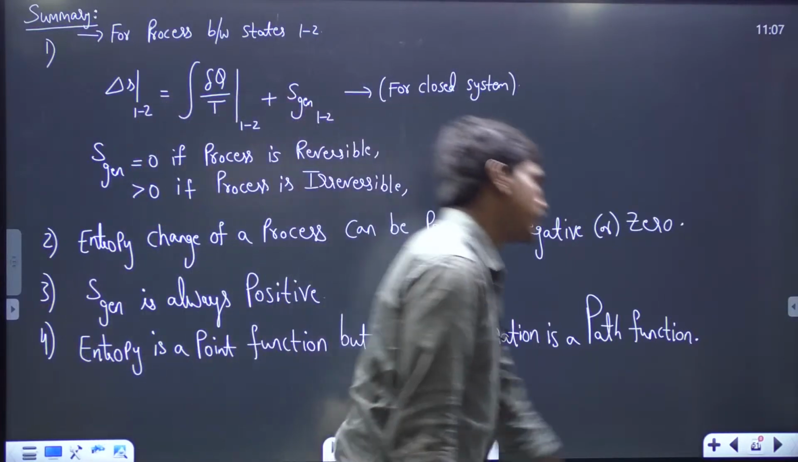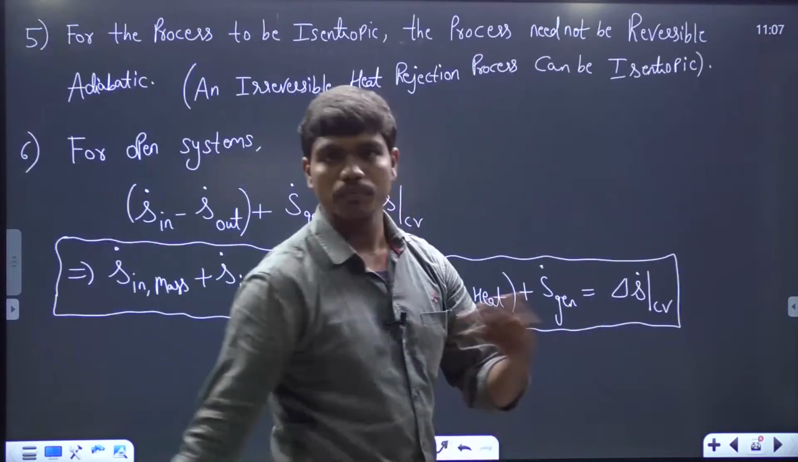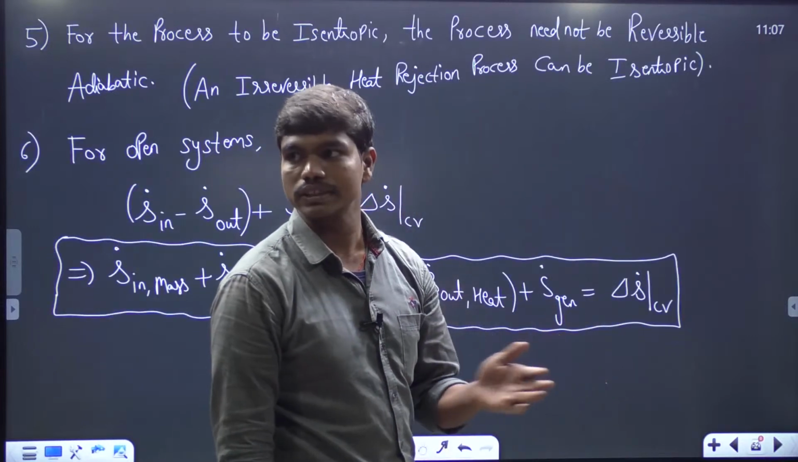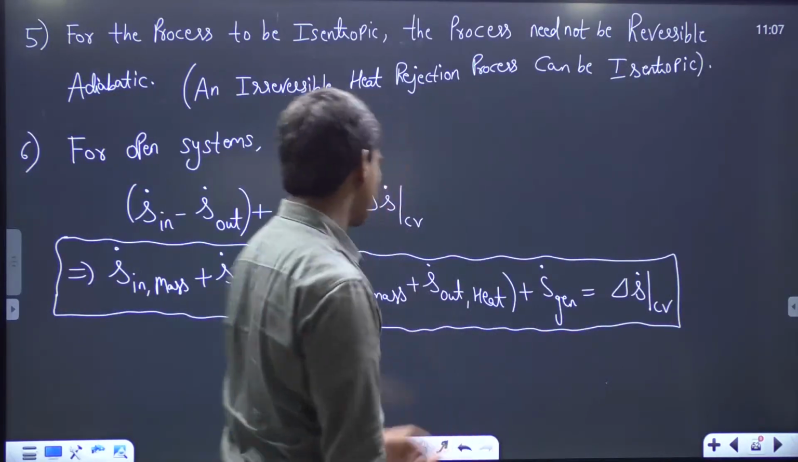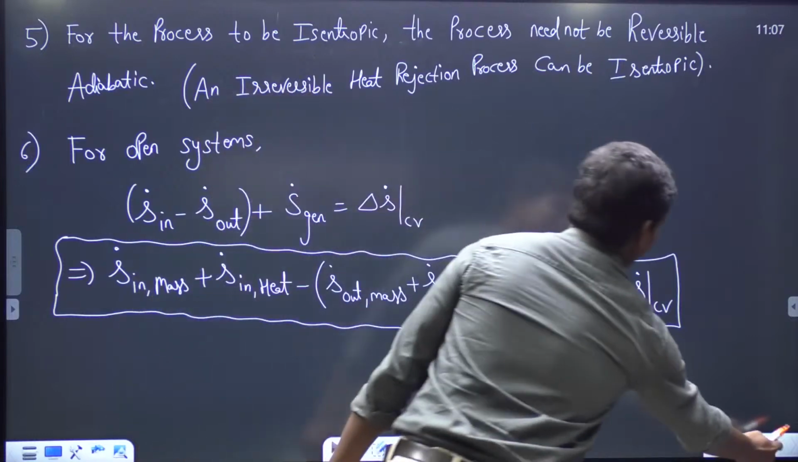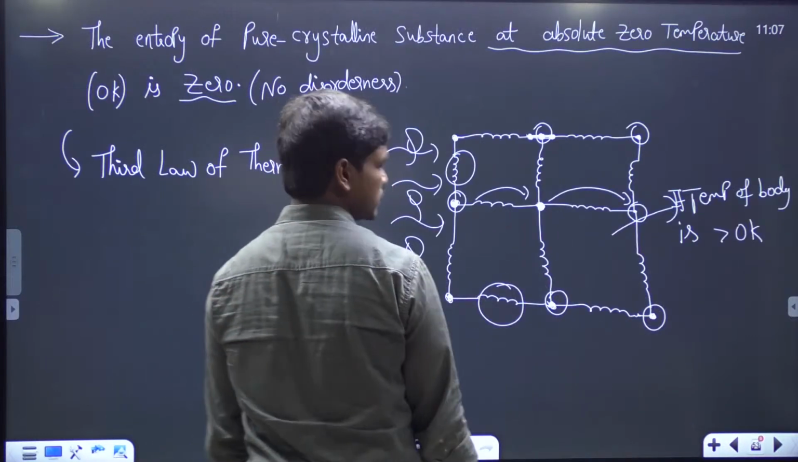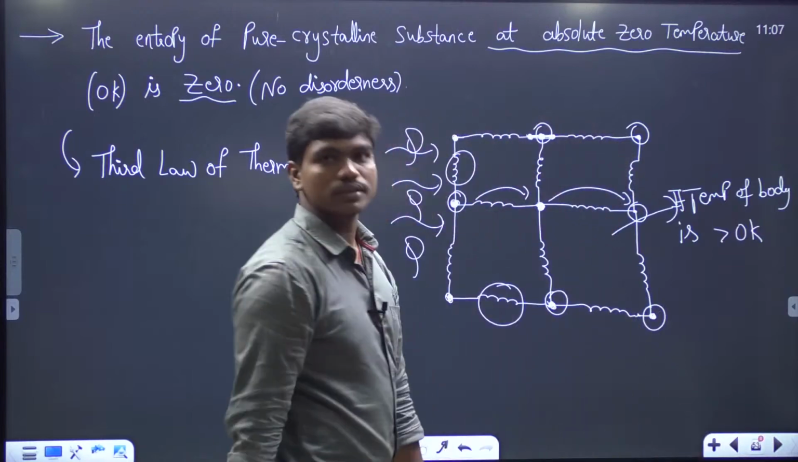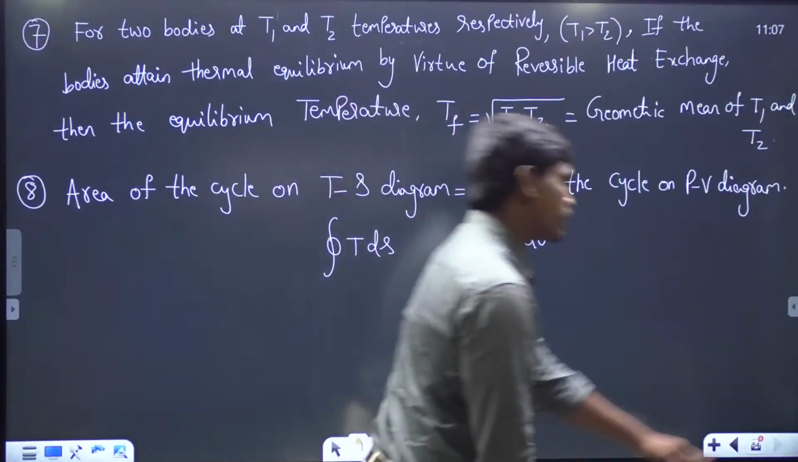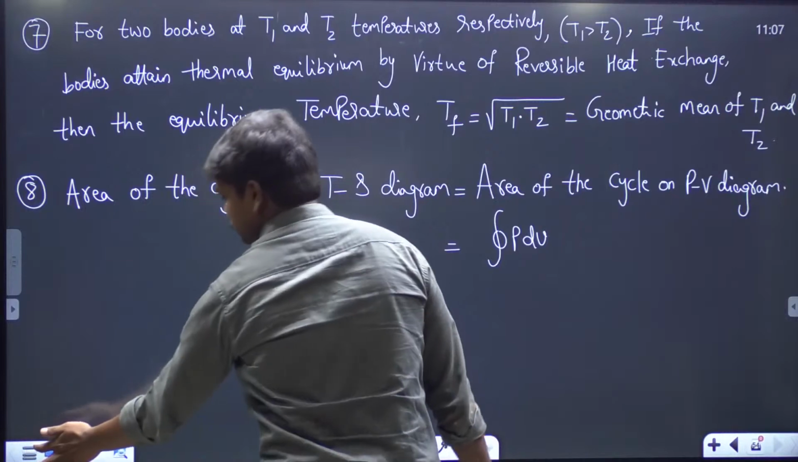So if this much is clear, then we solved problems in yesterday's class. All the previous GATE questions on entropy we solved in yesterday's class. Now we would like to go to another chapter, which is exergy. Then we'll see why in summer there are more power cuts when compared to winter. Okay, so we'll see that.